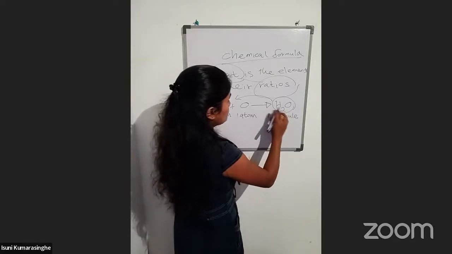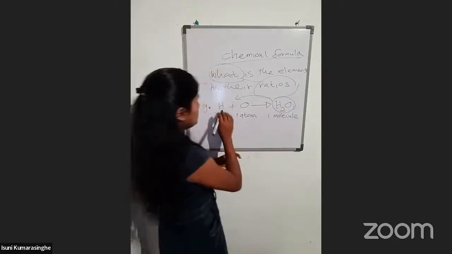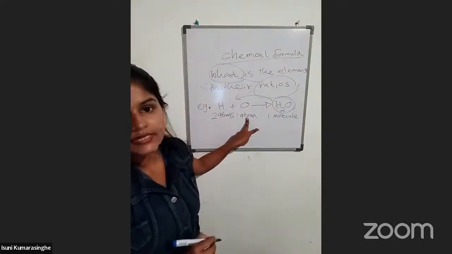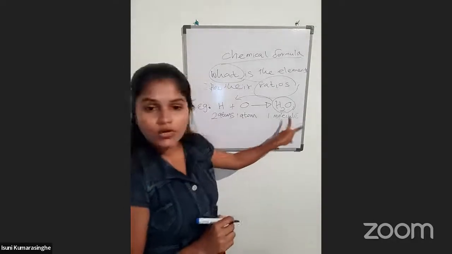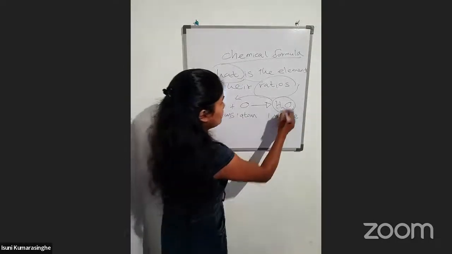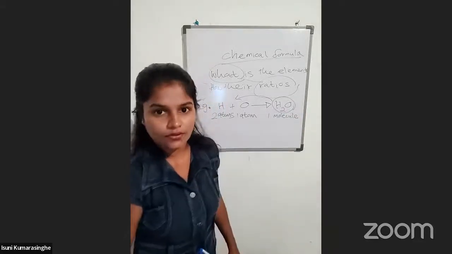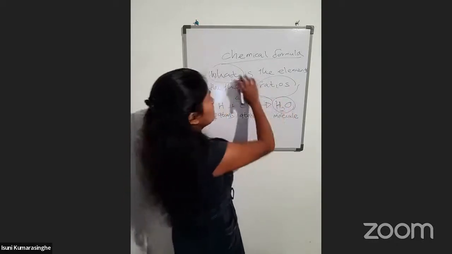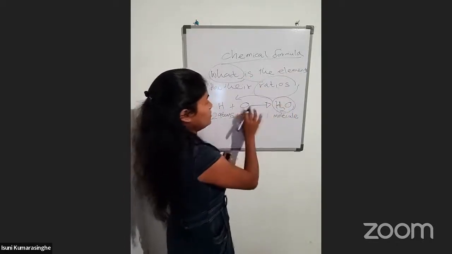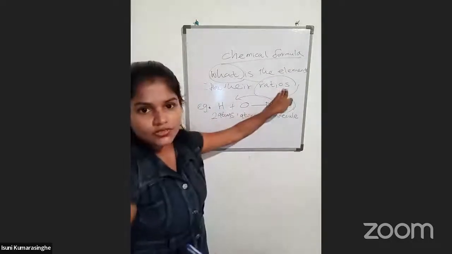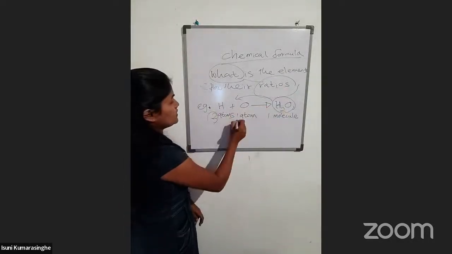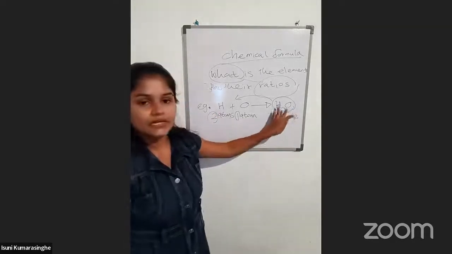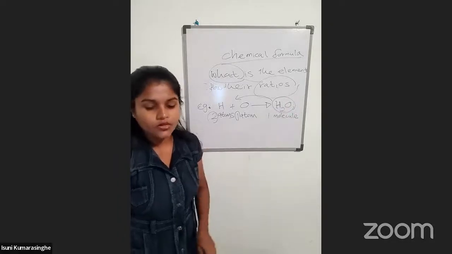Here, to form one molecule of water, we need 2 hydrogen atoms and 1 oxygen atom. This is the chemical formula of water. That means, what are the elements? Hydrogen and oxygen. What are their ratios? 2 atoms and 1 atom to form one molecule. This is elaborated with the chemical formula.